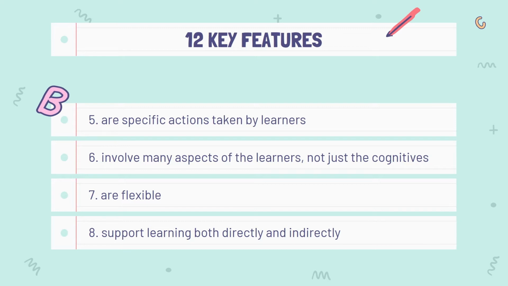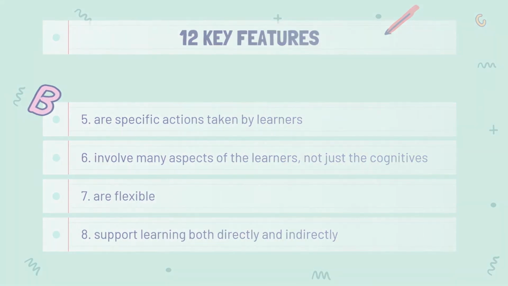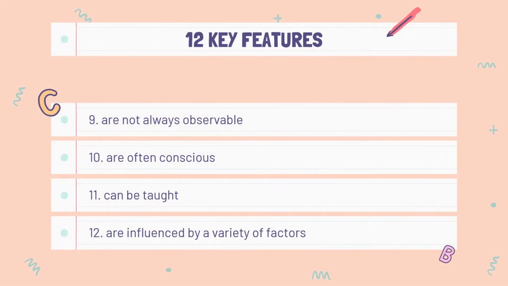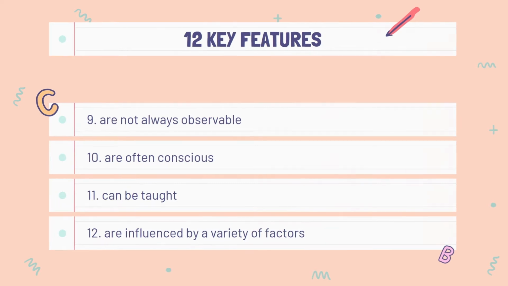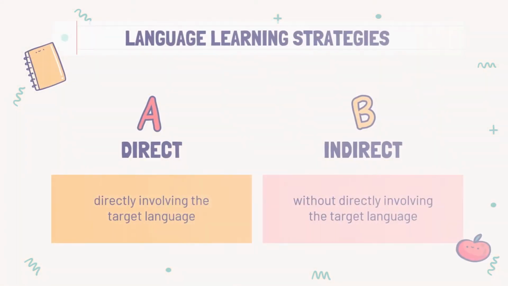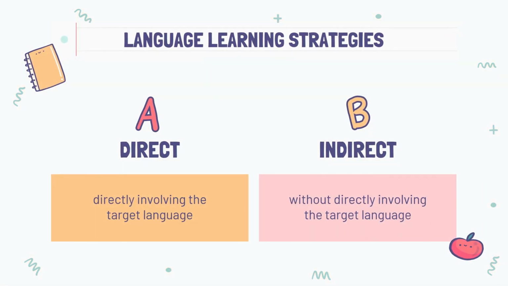support learning both directly and indirectly, are not always observable, are often conscious, can be taught, and lastly, are influenced by a variety of factors. In addition to the key features of learning strategies, what are some kinds of learning strategies? If I ask you what is your learning strategy, will you be able to answer? Alright, I am going to be explaining some major learning strategies.